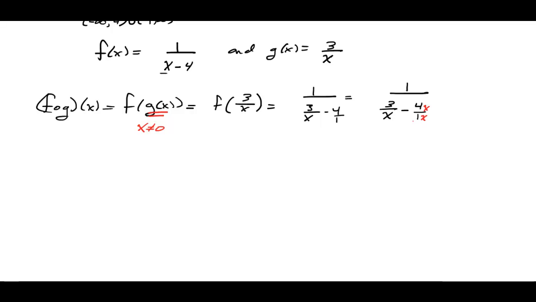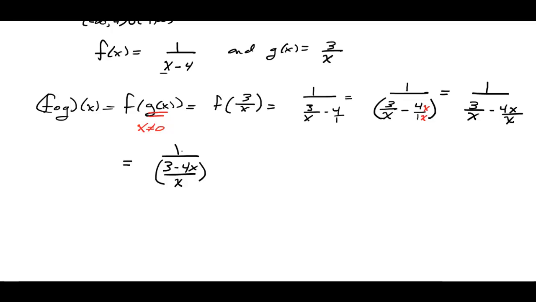So my common denominator is a value of x, and once we have a denominator that's common, you can subtract the numerators. This is one of those complex fractions because you have a fraction within a fraction. So we have 1 all over 3 over x minus 4x all over x. Go ahead and combine that, and we're going to have 1 all over 3 minus 4x divided by x.